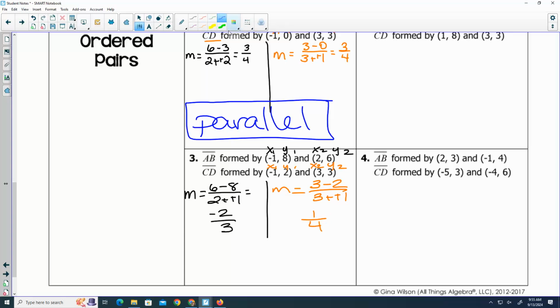Parallel means they're the same. Are they the same? No. Perpendicular means they're opposite reciprocals. We flipped it and changed the sign. Did I do that? No. So that means these are neither.